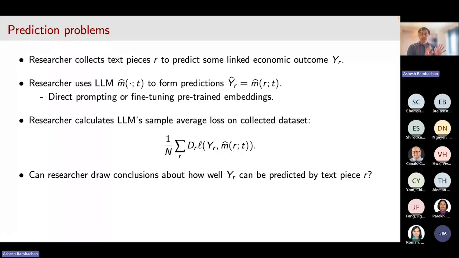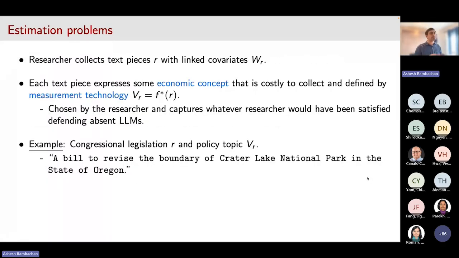So that's the problem we would like to solve when we're thinking about prediction. When we're thinking about estimation problems, I'm going to again introduce a bit of notation in order to tee up the core question. So again, let's imagine now a researcher collects some text pieces R, and to each of those text pieces, we can link some observed covariates W sub R. Importantly, we're interested in collecting this text because we often believe that text expresses some economic concept that would be costly to collect. But if we, the expert researcher, read every document in the corpus, we could label each of these text pieces for this economic concept V sub R.